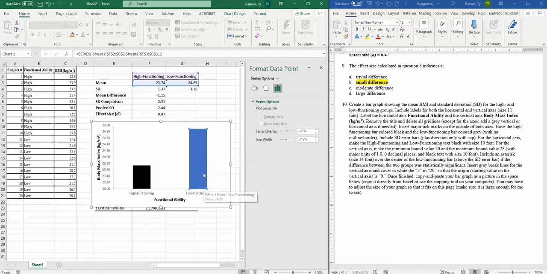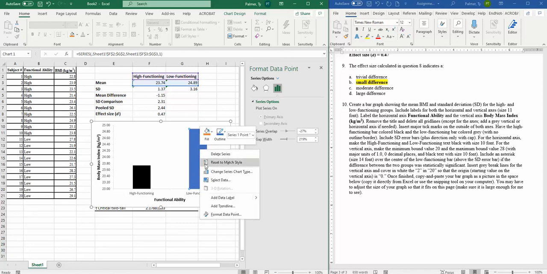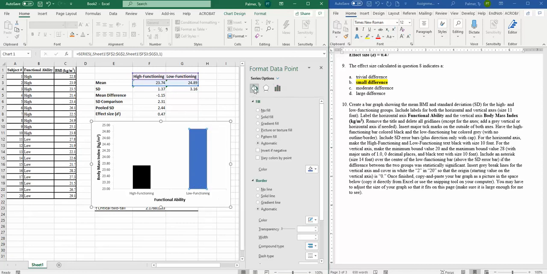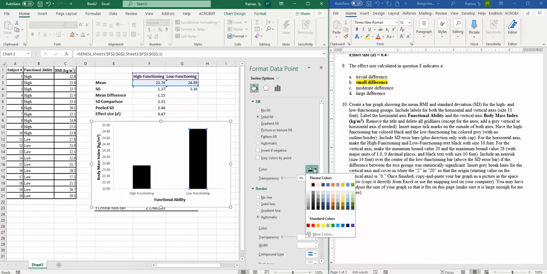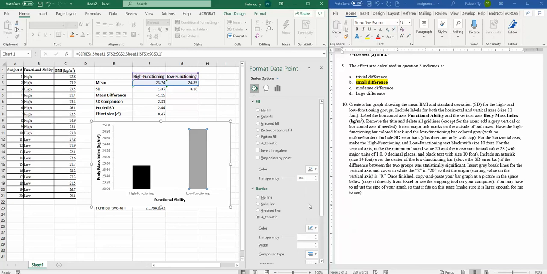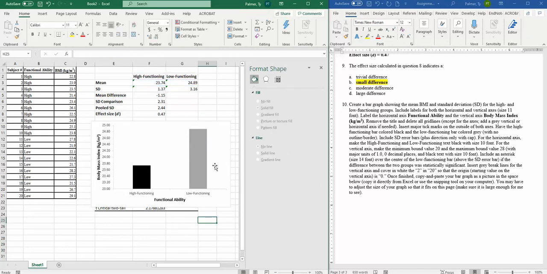Now that this one is only highlighted, right click, format data point, go to paint bucket, go to fill, solid fill, go to color, and then let's change this to a gray. Now a good gray that I've found when I've made graphs for research studies is this one right here, kind of towards the bottom. I've used that one, and that one works pretty good. It's pretty easy to see, so we can select that one as well. Again, just like with the other one, it says no outline or border. So once we've changed the fill to gray, let's go to border and click no line. And that removes the border from that bar.